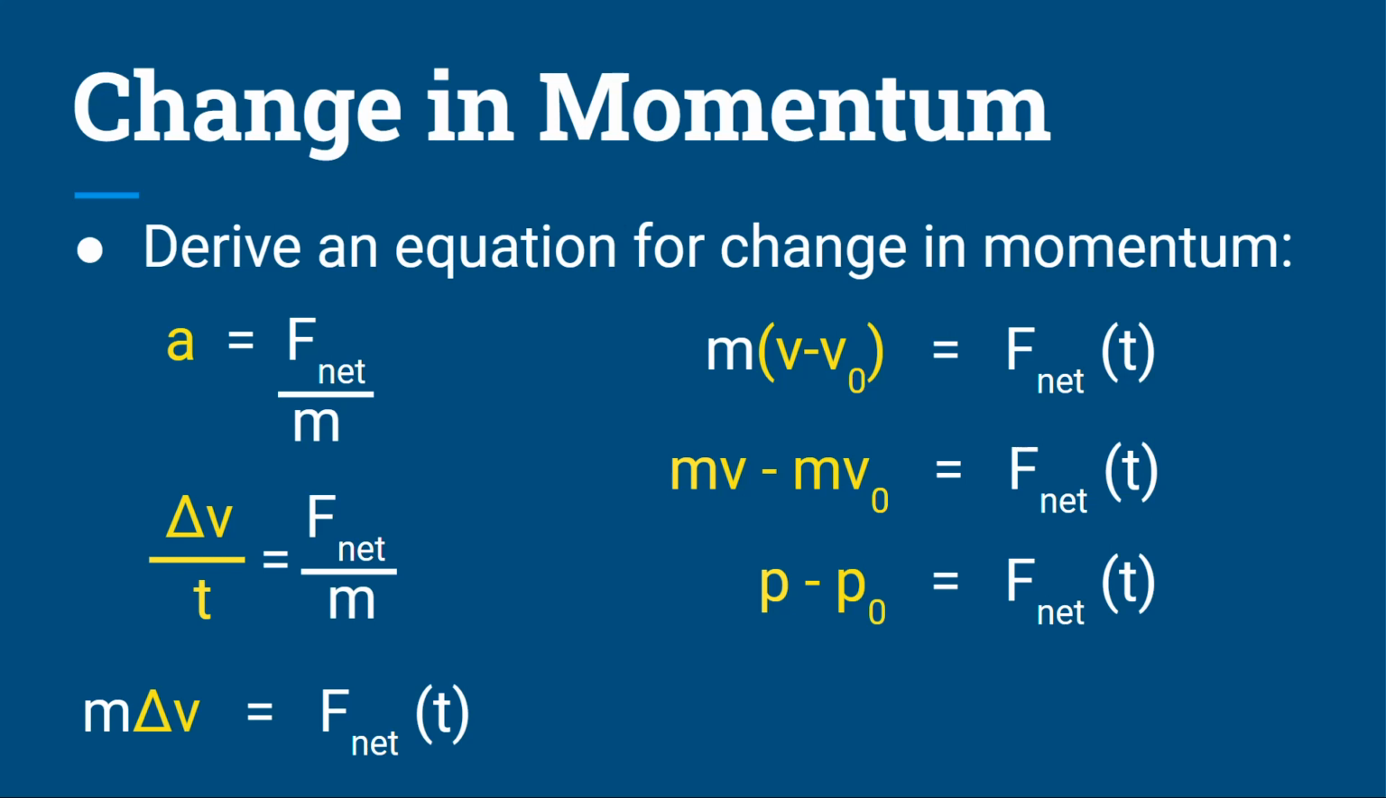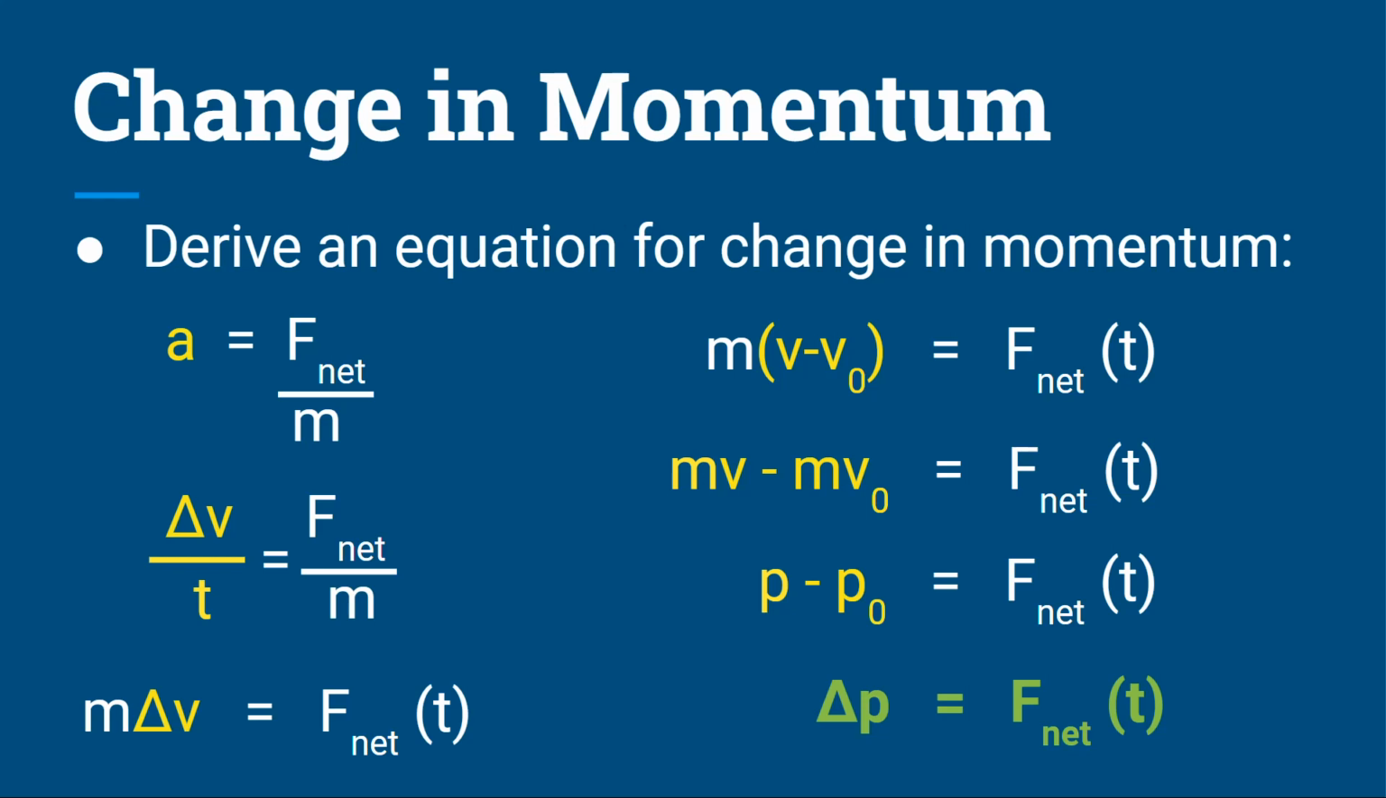And I know that final momentum minus initial momentum is change in momentum. You could stop at any one of those steps, and there are several different equations up there that you could refer back to depending on what you're trying to solve, or you could go through this derivation again on your own. But when we look at change in momentum, yes, it could be mass times change in velocity.